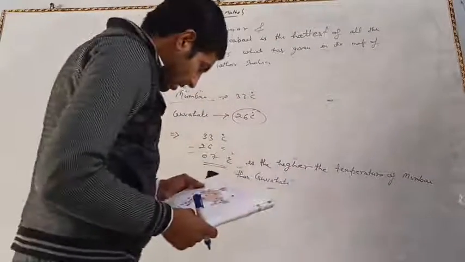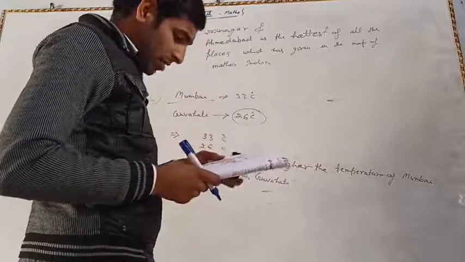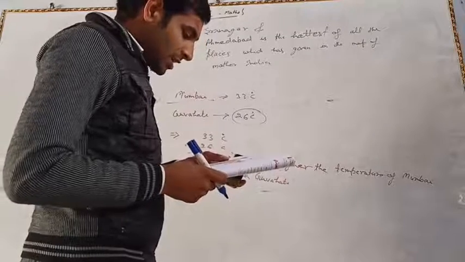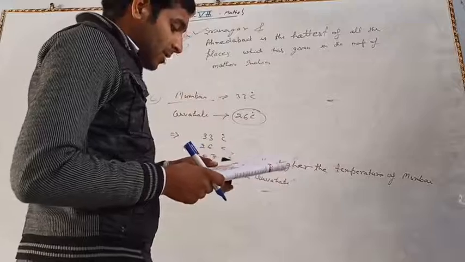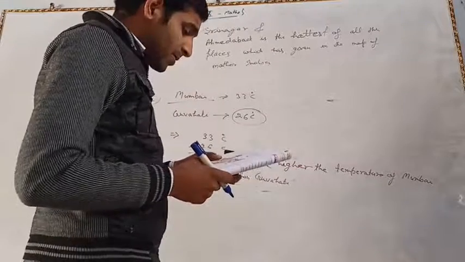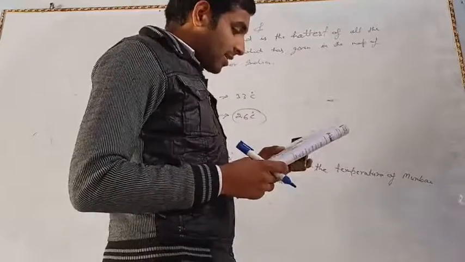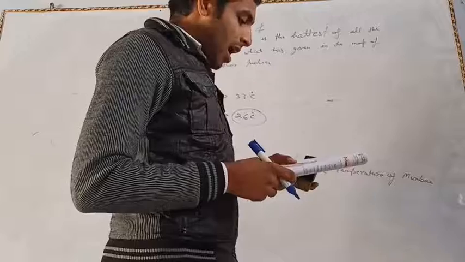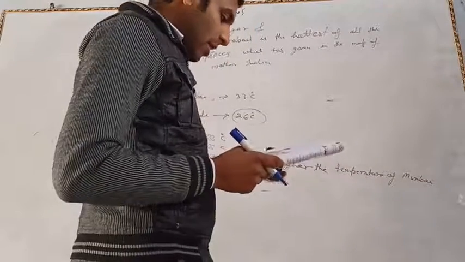And in problem number D, how much lower is the temperature of Patna from Kolkata? The temperature of Kolkata is 34 degree centigrade, and the temperature of Patna is 33 degree centigrade. So the difference between the temperature of Patna and Kolkata is 1 degree centigrade. So the temperature of Patna is 1 degree lower than Kolkata.